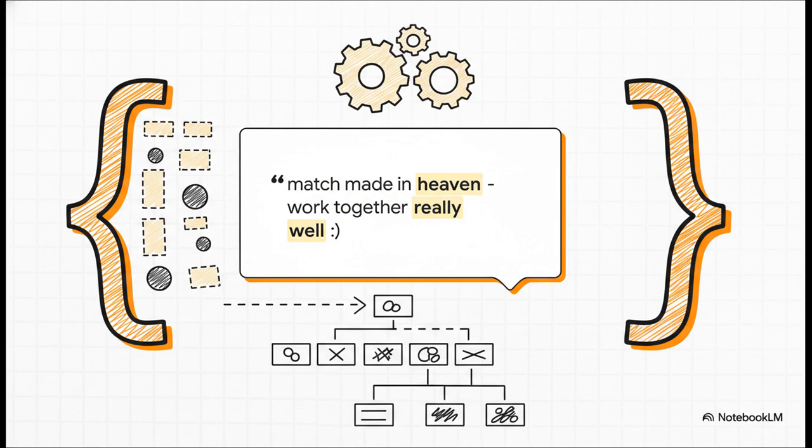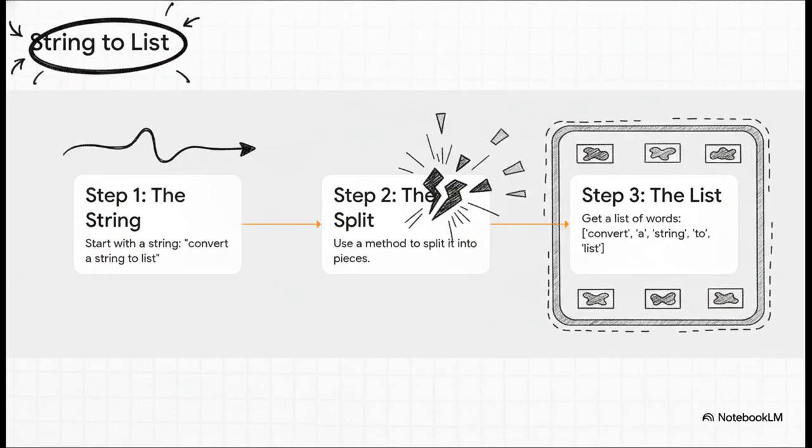They work together so perfectly because so much of programming involves taking a big chunk of text and breaking it down into smaller pieces to work with. And here's the most common way you'll see them team up. You can take literally any string, and you can use the dot split method on it. By default, it just breaks up the string everywhere it sees a space, and it hands you back a beautiful, perfect list of all the individual words. This one technique is an absolute cornerstone of processing text in Python.